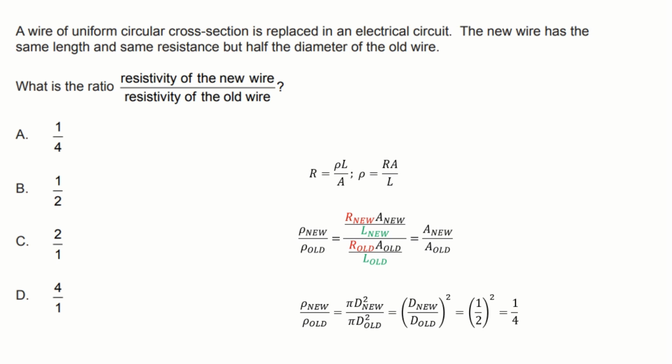We've got the ratio of d squared, and then our ratio of d squared can be the ratio of d and then squared again. We know that the new wire has half the diameter of the old wire, and so therefore those ratios are 1 over 2. Square that, we get 1 over 4.